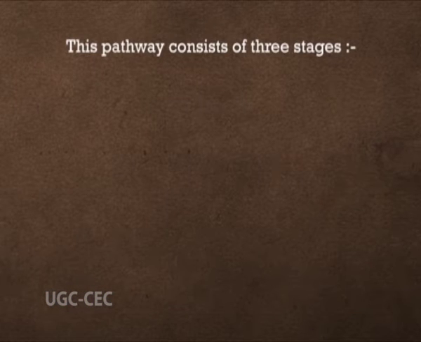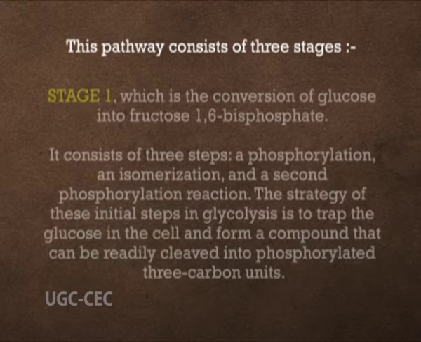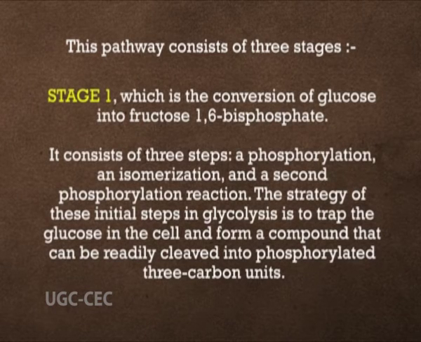In eukaryotic cells, glycolysis takes place in the cytoplasm. This pathway consists of three stages. Stage 1, which is the conversion of glucose into fructose 1,6-biphosphate. It consists of three steps: a phosphorylation, an isomerization, and a second phosphorylation reaction.